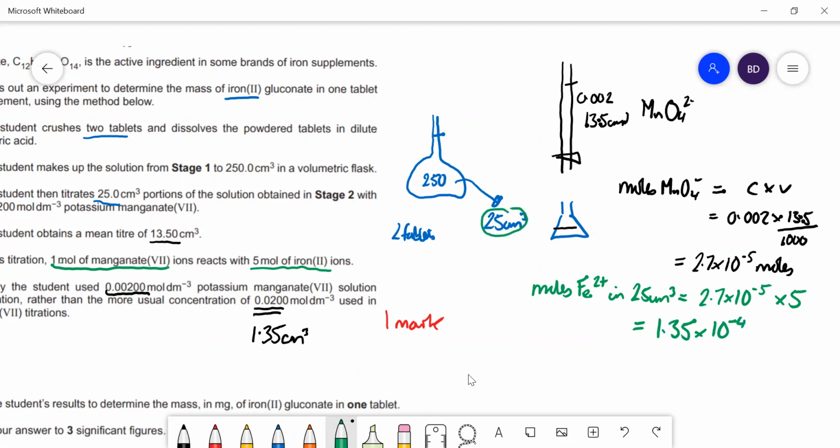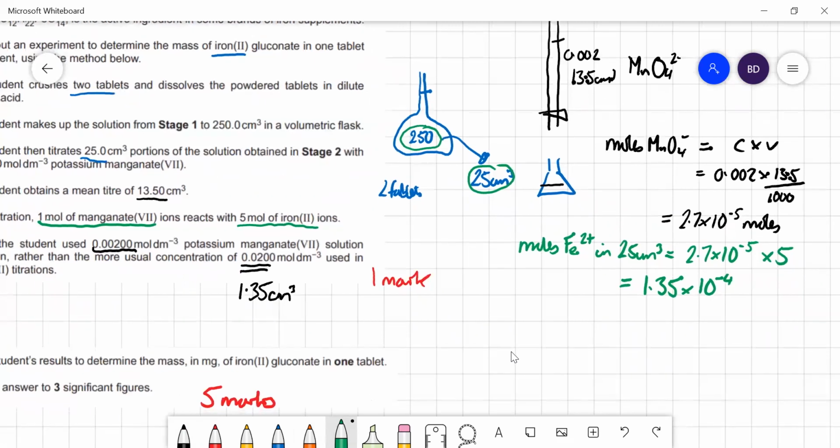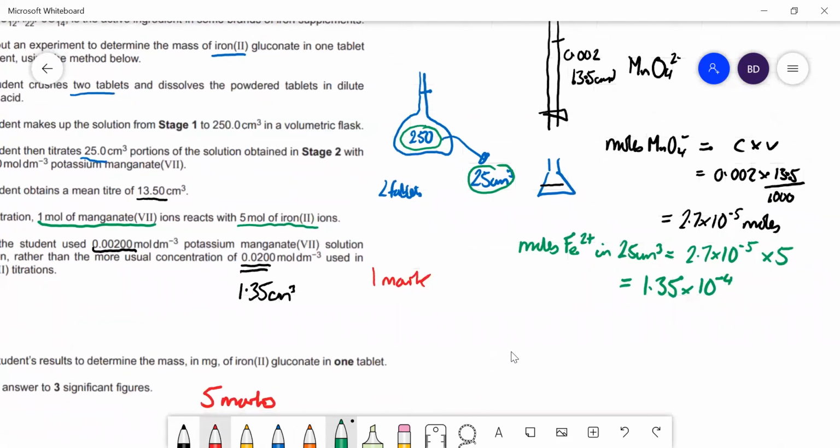We want to find out how much we had in the whole of the thing that came from the 2 tablets. How much have we got in 250? So we're just going to multiply that by 10. So moles of Fe2+ in 250 centimeters cubed is equal to 1.35 times 10 to the minus 4 multiplied by 10, so times 10 to the minus 3. Okay, that came from 2 tablets.